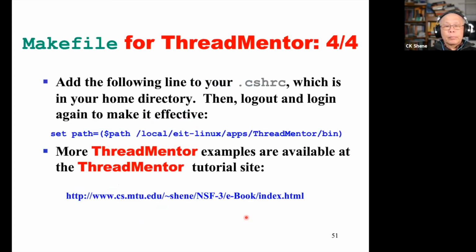Now, before you can actually run your ThreadMentor program, you have to modify your shell resource file. Here is an example for the C shell resource file. It starts with a dot. This file should be in your home directory. You won't see this file if you just type ls. You have to type ls followed by -a to list this hidden file. Then edit this file.